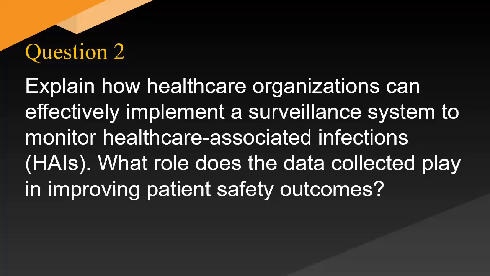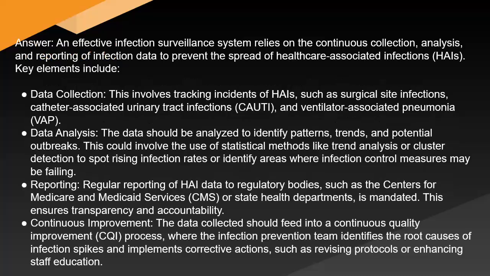Explain how healthcare organizations can effectively implement a surveillance system to monitor healthcare-associated infections, HAIs. What role does the data collected play in improving patient safety outcomes? Answer: an effective infection surveillance system relies on the continuous collection, analysis, and reporting of infection data to prevent the spread of healthcare-associated infections, HAIs.